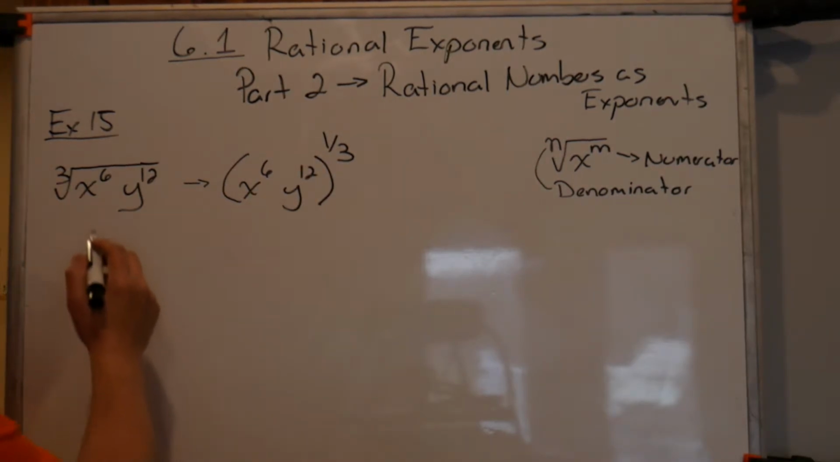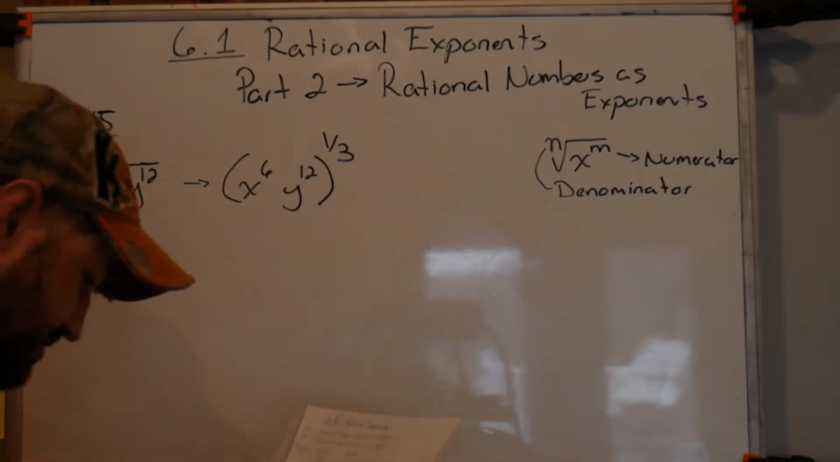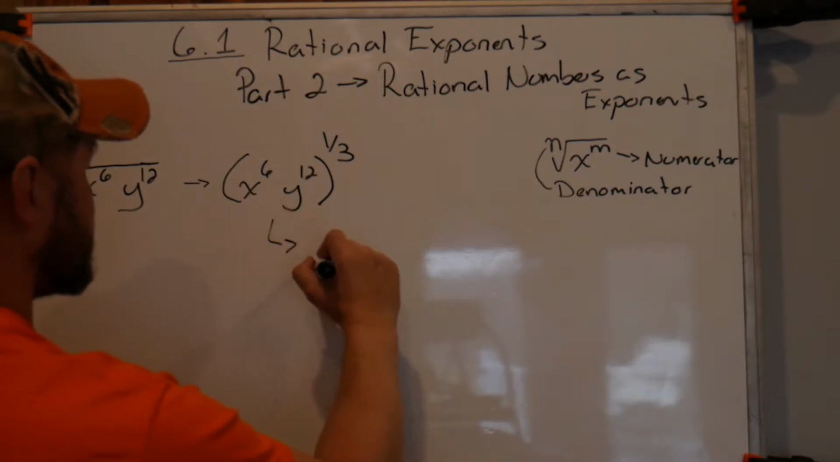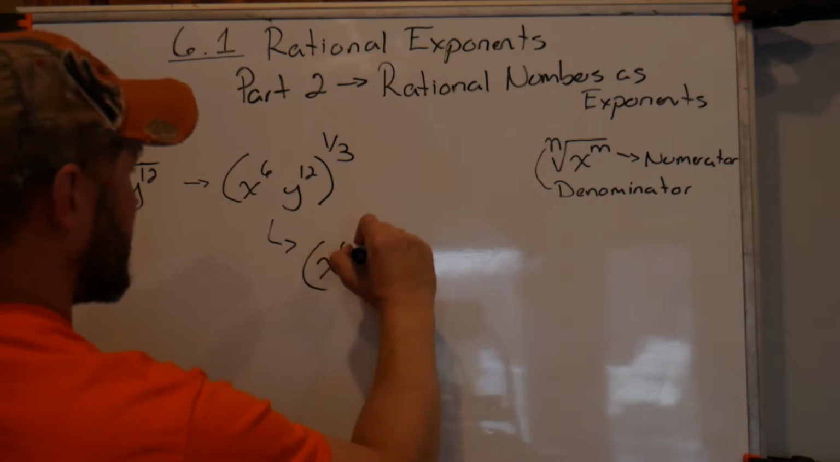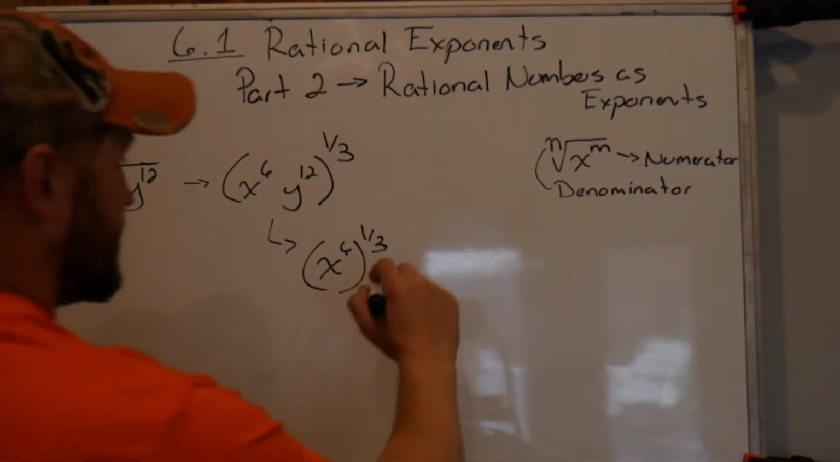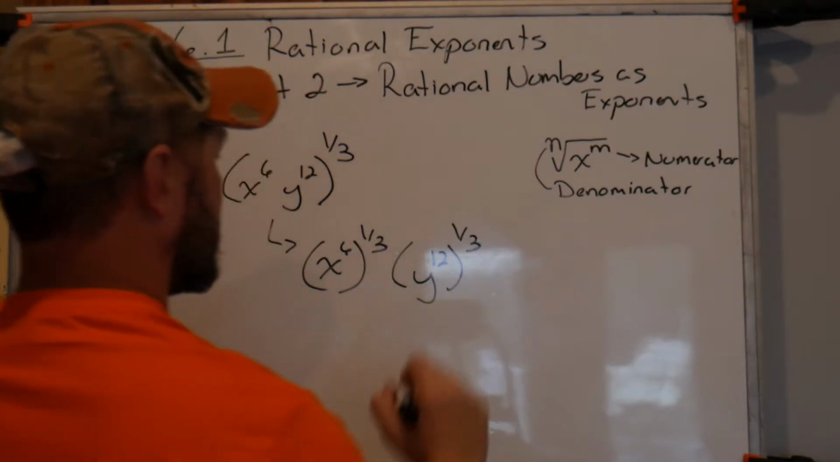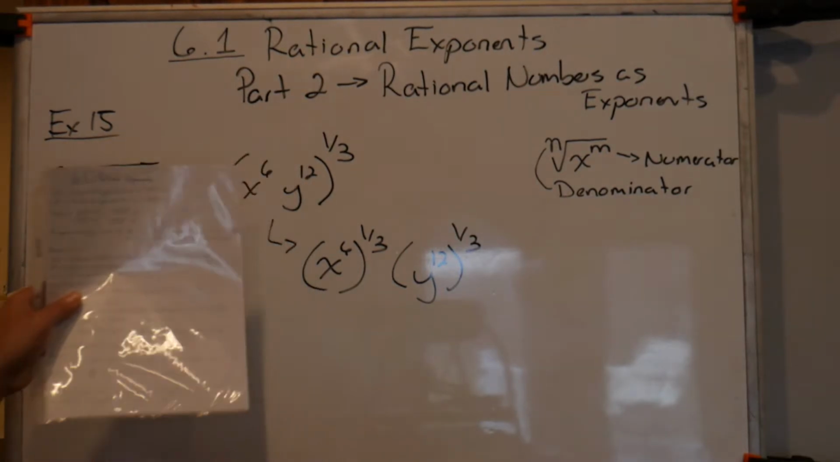Once I do that, the other route you can, well, let's just go with this for now, because I think that's the route the book goes. Yeah, this is the route the book goes. The book now splits this, and they probably use parentheses at first. All right, so they get us this: x to the 6th to the 1/3.